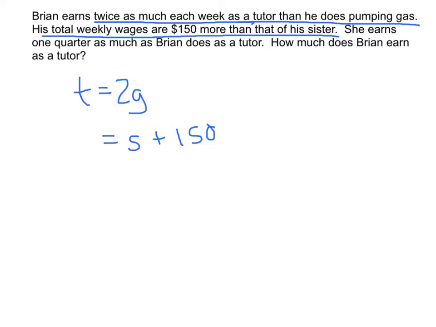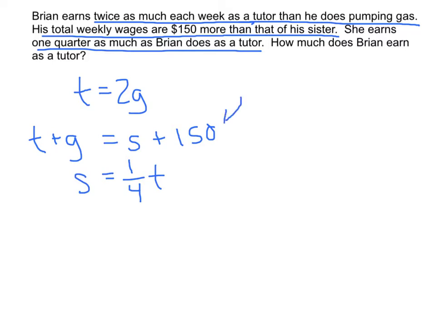Now his weekly wage is comprised of what he earns from tutoring and from what he earns from pumping gas. Lastly, the sister earns 1/4 as much as Brian does as a tutor. So here I have my 3 equations. Now I have to decide which of these 3 equations is my main equation to solve, and it's going to be the second one because it incorporates all 3.